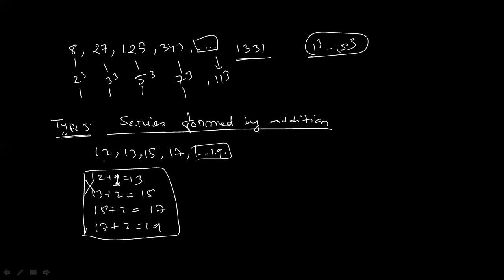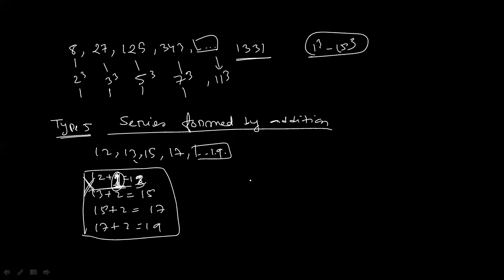Now if you look at the numbers 12, 13, from here it would be plus 2, plus 2, plus 2, but it is not plus 2. 12 to 13 is plus 1, but from 13 it will be plus 2, 15 plus 2, 17 plus 2. But here it is not 2, that is 1.